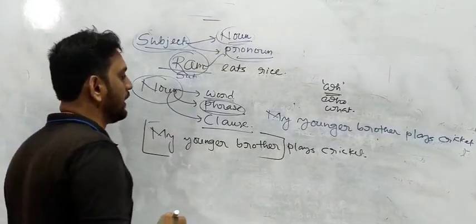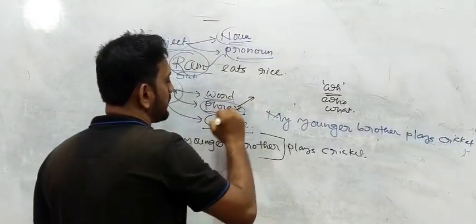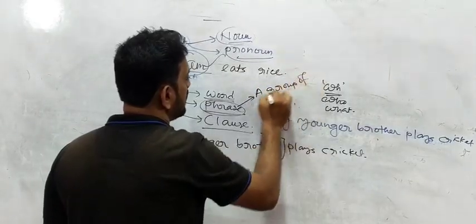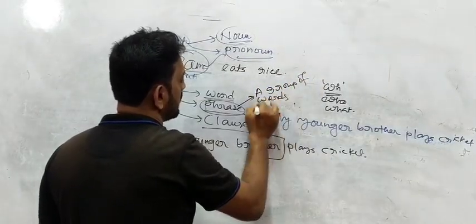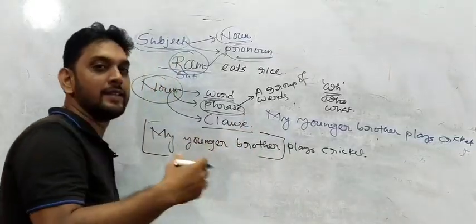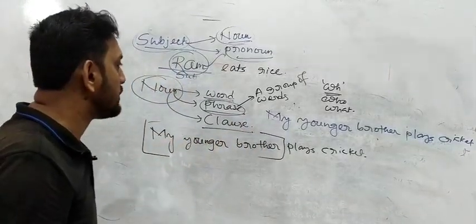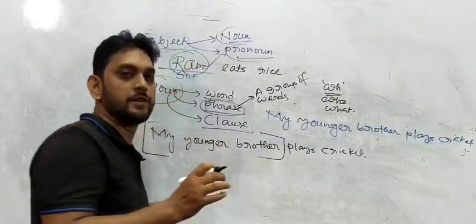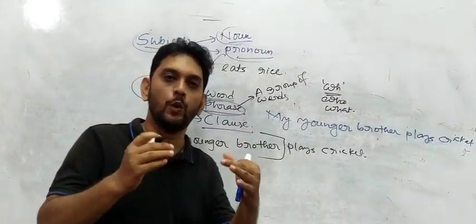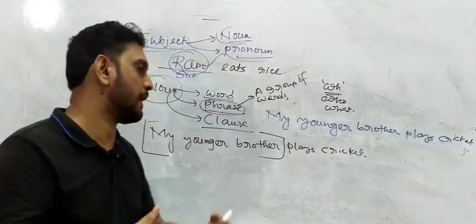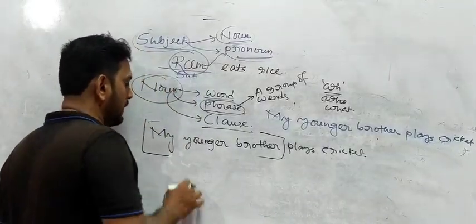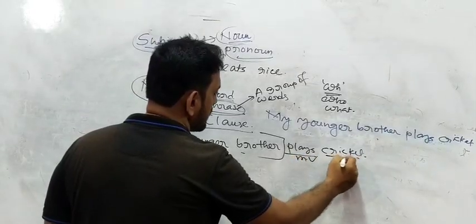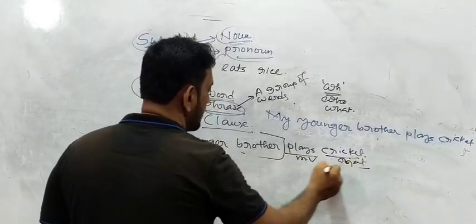Now what is the definition of a phrase? Phrase means a group of words which do not have any subject or verb. Phrase means no subject, no verb. That means a phrase is a group of words which does not have a subject and verb. So here you can see, my younger brother plays cricket. Plays is the verb of this sentence and cricket will be the object of this sentence.